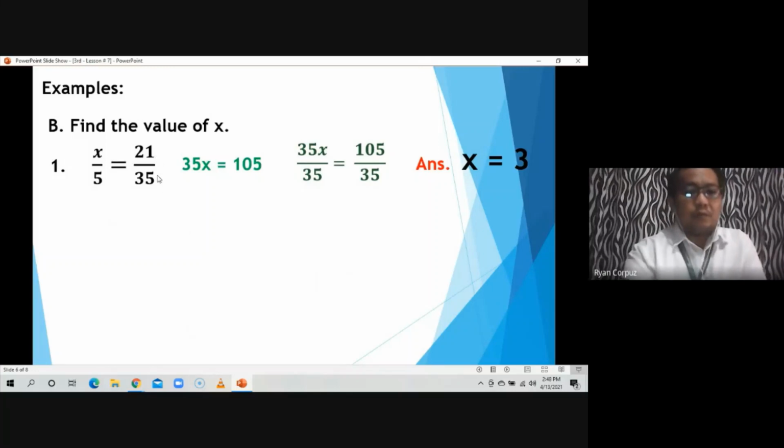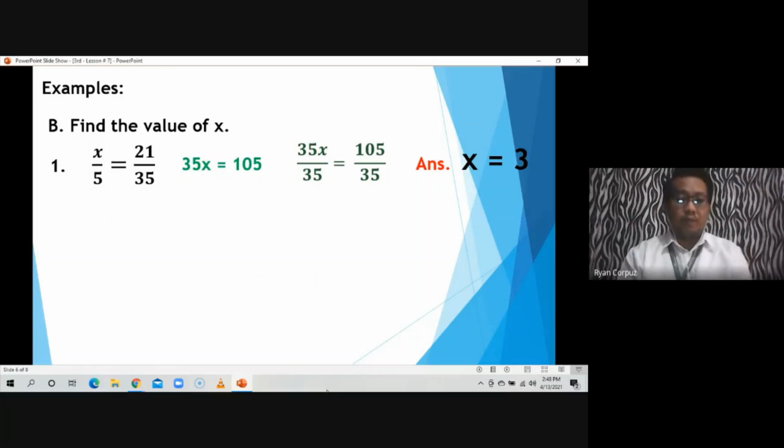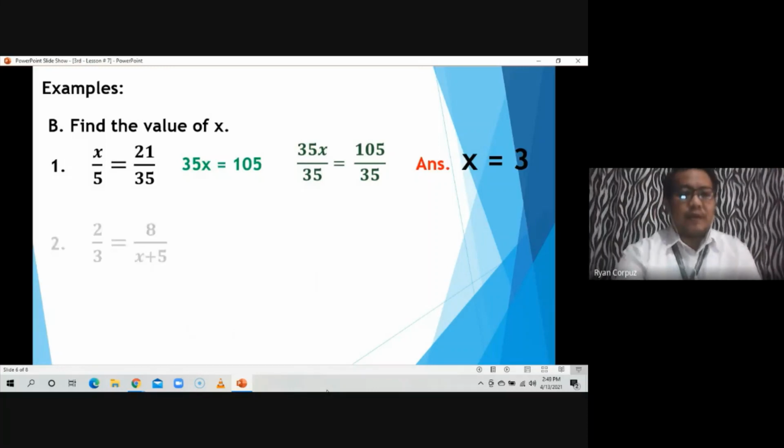21 and 35 are both divisible by 7. So 21 divided by 7 is 3. 35 divided by 7 is equal to 5. So that's also the same as 3 over 5. This means the right value for x is really 3, because it will make the two ratios equal. So that's how we solve for the value of the variable in a given proportion. So did you get example number 1? If not yet, let's try another example.